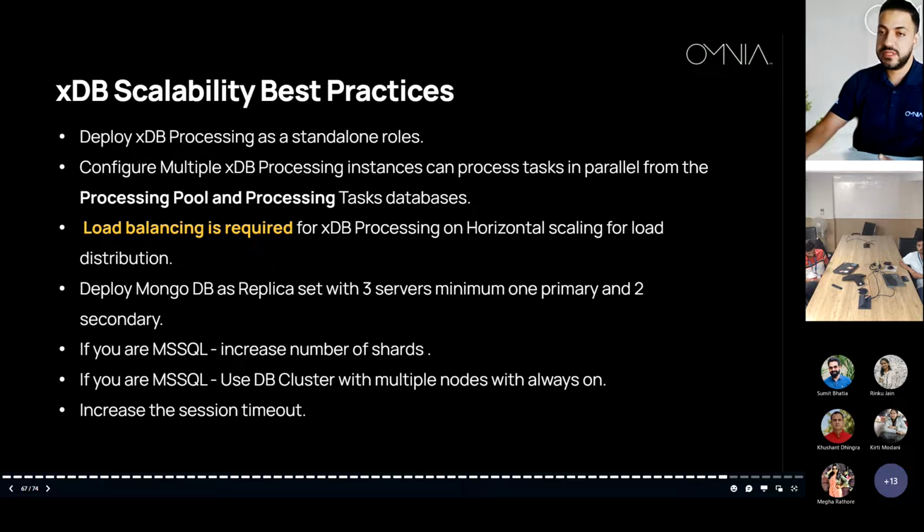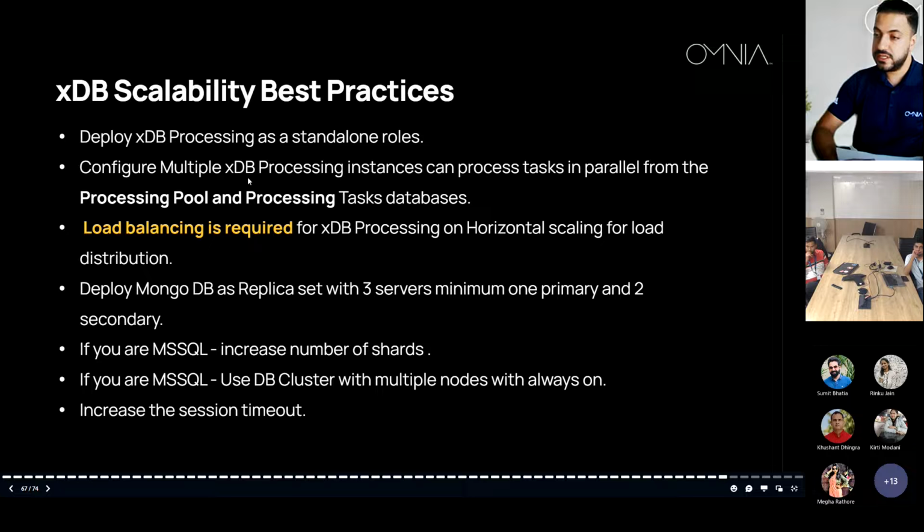This is a question we got from the business user. We need the data right now. So what we did is we deployed multiple processing roles, right? So Sitecore XDB can process faster from the processing task pool. If you read here, the first thing is we configured multiple XDB processing instances. We put them behind the load balancer, so Sitecore can process data faster and generate this report.